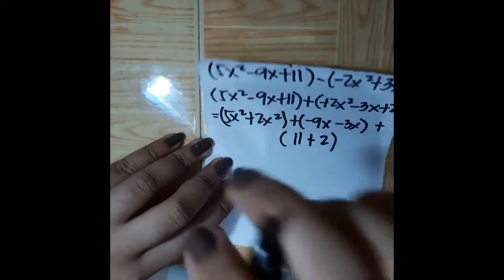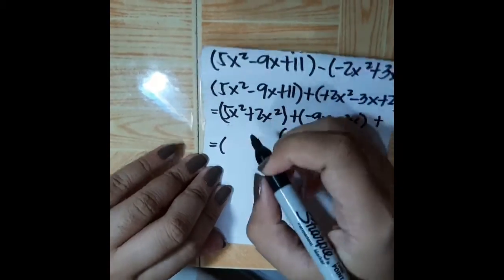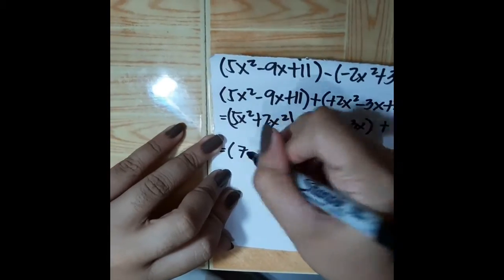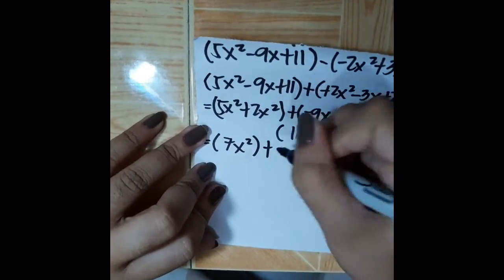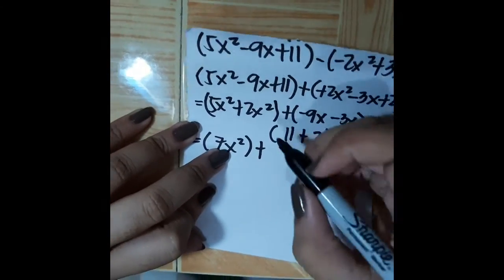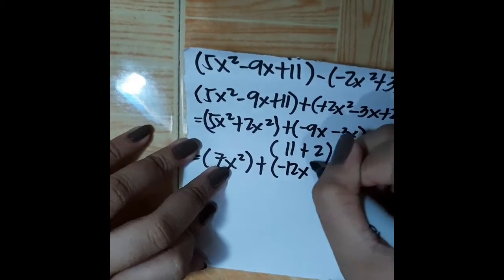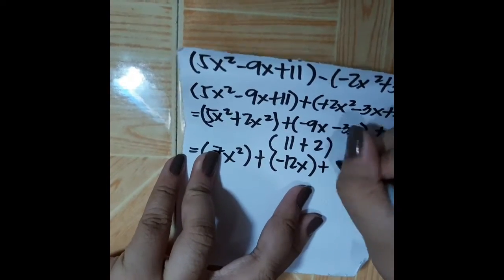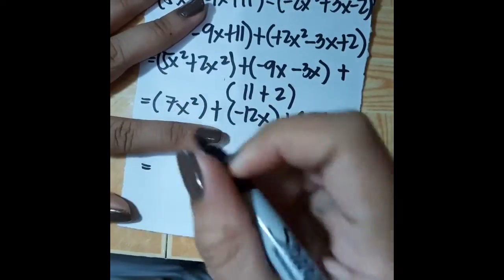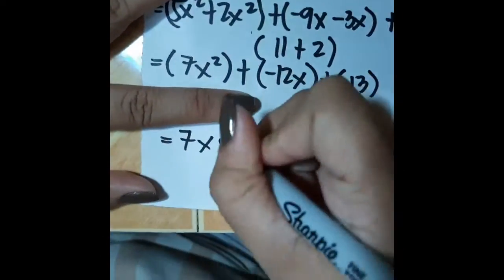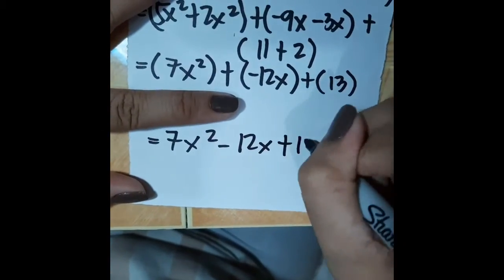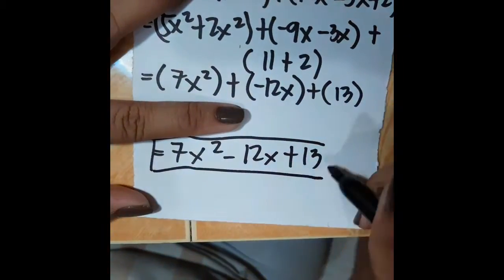Step 3. The third step is to combine the like terms. 5x squared plus 2x squared is equal to 7x squared, plus negative 9x minus 3x is negative 12x, and 11 plus 2 is 13. So 7x squared minus 12x plus 13 will be your final answer.